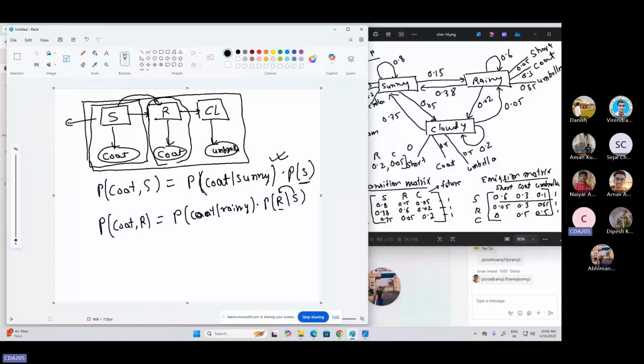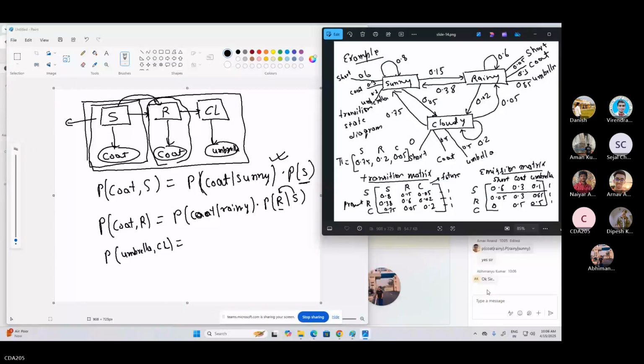Now Arnav, you are right. Same way you can write the probability of umbrella comma cloudy. What is the formula? Now Ayman, you write the formula for umbrella comma cloudy. Arnav, you also, and others also. Please write the formula for umbrella comma cloudy.